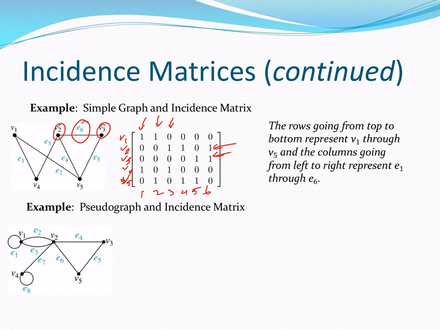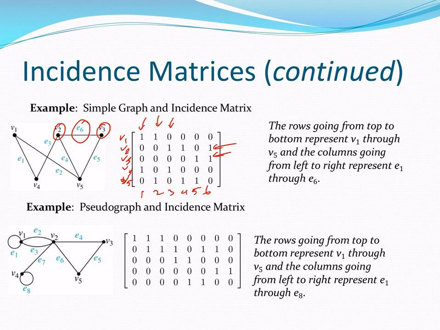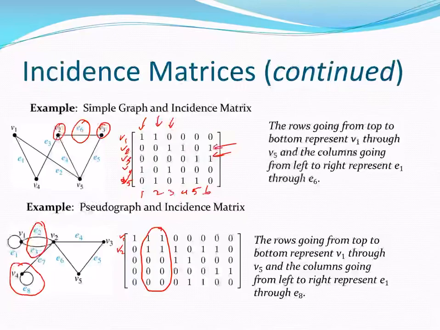We can also have an incidence matrix representation for a pseudograph. When we do this, you can see that E2 and E3 will be identical because they both connect V1 and V2. Also, we have the rule that if you have an edge connecting a vertex to itself, you can see that edge 8 connects vertex 4 to itself, it will only have a single one in the column at vertex 4.